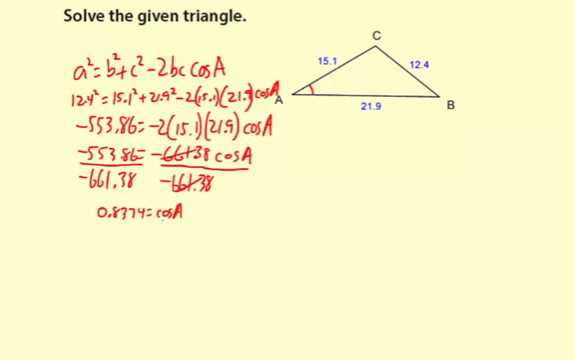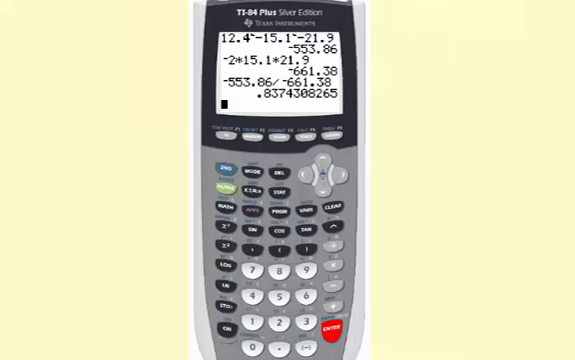Now to find the measure of angle A, we have to do the inverse cosine of this 0.8374. So I'm going to do second cosine, which is inverse cosine, and then I'm going to pull the answer from up above, so I push second and then answer. It'll just pull this long decimal that we're trying to find the inverse cosine of. 33.13, we'll just call it 33.1.